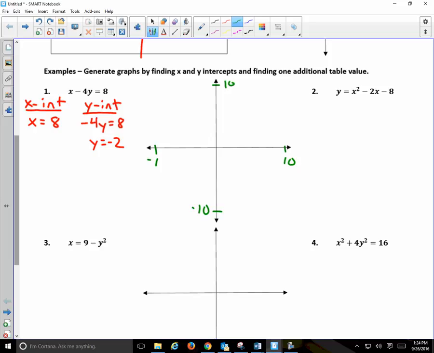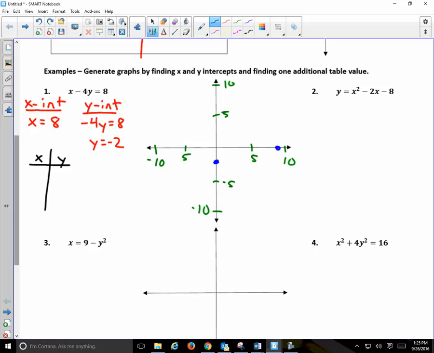We'll now make a 10 by 10 graph. We'll start to plot these. So I plot 8 on the x-axis. I plot negative 2 on the y-axis. But as you can see in the directions, I don't want you to just find the x and y intercepts. I would also like you to find one additional point. And we're going to do that by making a table.